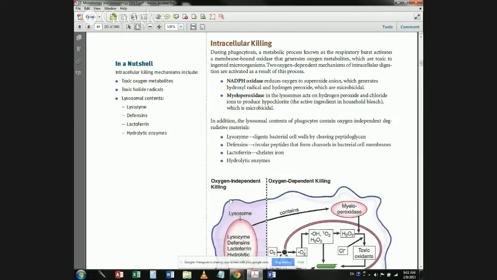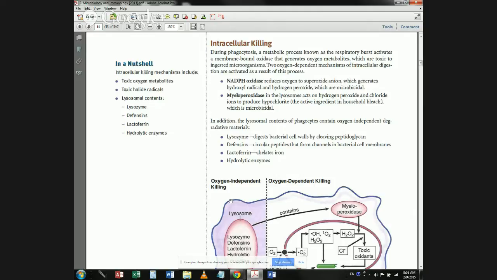Intracellular killing. Now, during phagocytosis, a metabolic process known as the respiratory burst activates a membrane-bound oxidase that generates oxygen metabolites which are toxic to the ingested microorganisms. Let me read this again. During phagocytosis, a metabolic process known as the respiratory burst activates a membrane-bound oxidase. So there's a membrane-bound oxidase, and that will generate oxygen metabolites, and these are toxic to ingested microorganisms. Two oxygen-dependent mechanisms of intracellular digestion are activated as a result of this process.